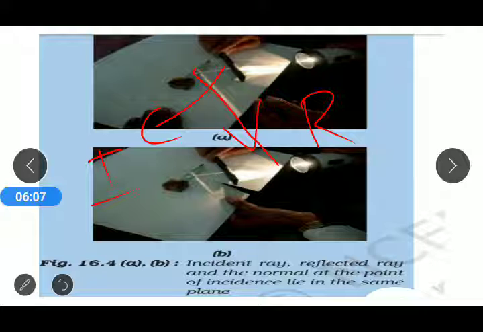So according to the first law, this is the basic thing which the light is doing when it is incident or strikes on a mirror. It is incident and reflected back. Now what is the extra thing we are doing in this activity?